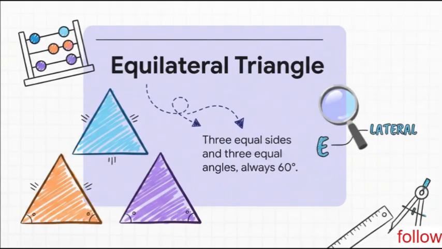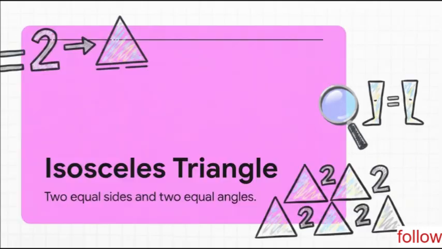Now, because all 3 sides are perfectly equal, all 3 inside angles are equal too. And since they always have to share that 180 degrees we just talked about, every single angle in an equilateral triangle is always exactly 60 degrees. Make sense? Moving down our list from 3 to 2, we hit the isosceles triangle. This one has exactly 2 equal sides and, because of that, 2 equal angles.